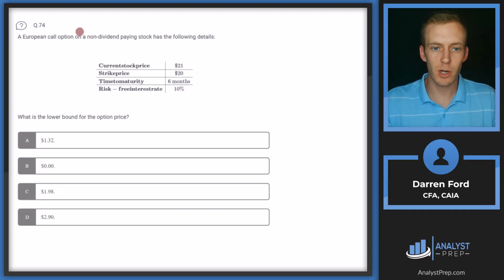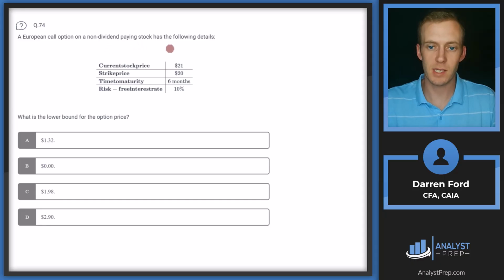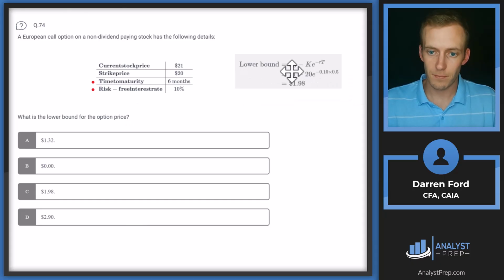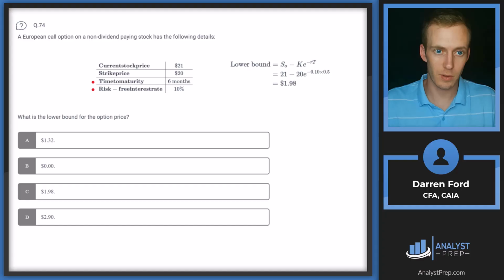Question 74. A European call option on a non-dividend paying stock has the following details. So we've got current price, strike price, time to maturity, and the risk-free interest rate. What is the lower bound for the option price? Our lower bound formula is going to be pretty straightforward. It's going to be our current stock price, which will be 21, given right here. And then we're going to subtract the strike price discounted back for the time period that we're looking at.